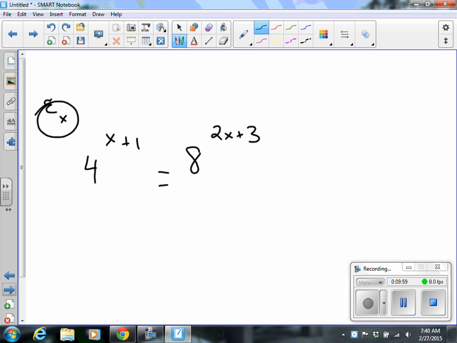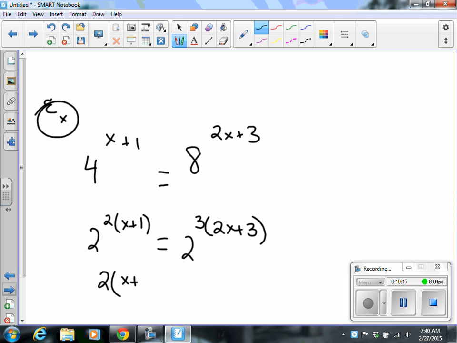All right, so I know that 4 has to be broken down to 2 squared, so 2 squared to the x plus 1 equals 8, which is really 2 to the third, to the 2x plus 3. Okay, I can cut out the 2's, so I have 2 times x plus 1 equals 3 times 2x plus 3.